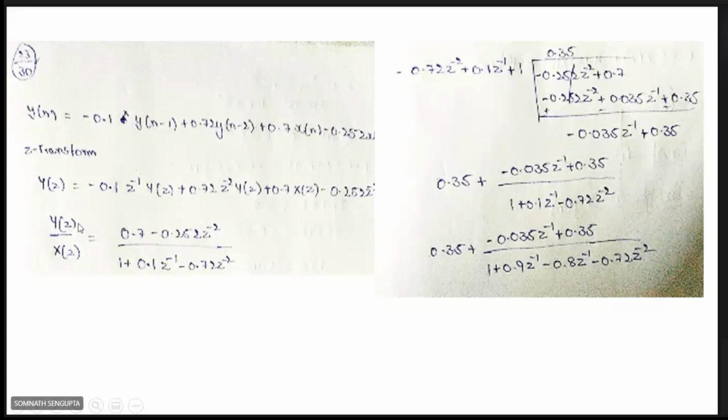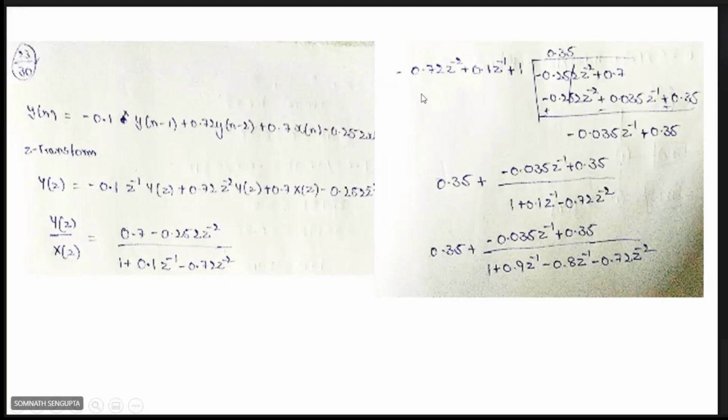Then you take the ratio Y(z) by X(z), okay, so it is coming 0.7. Take the common terms of Y(z) and X(z) separately, then you divide those two terms, Y(z) by X(z). So you will get this expression. Now, since the order of the numerator and denominator polynomials are the same, first you have to do the division method, long division.